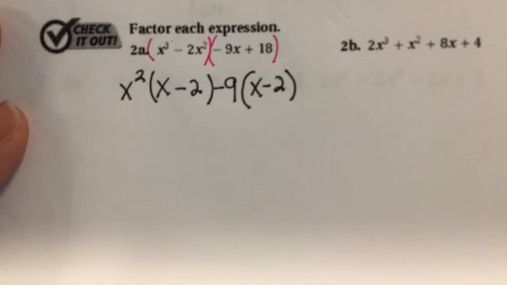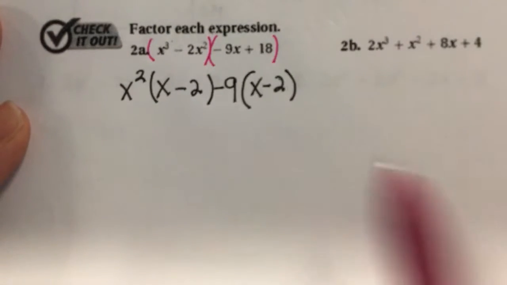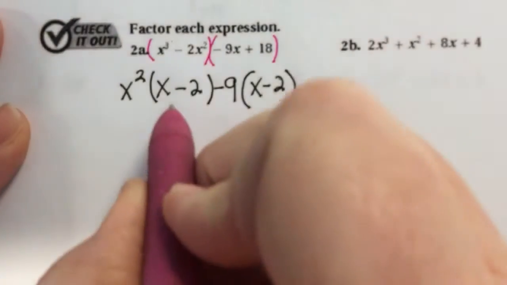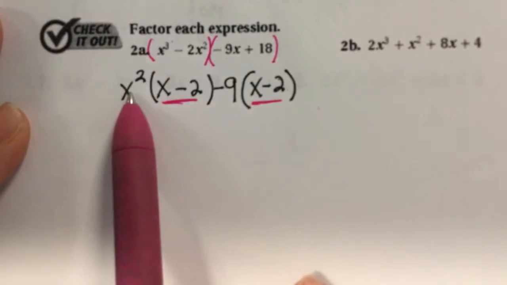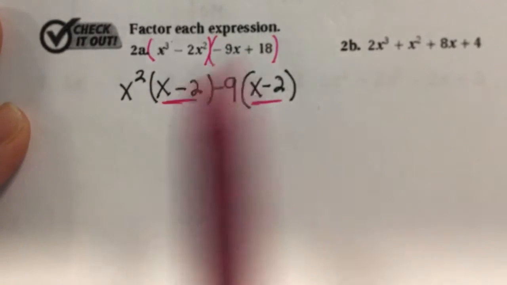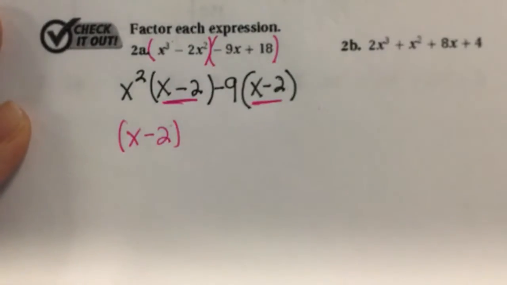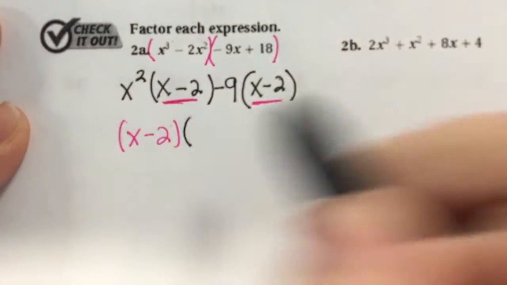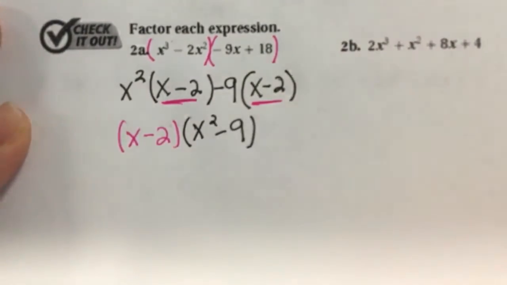Now, when I look at this, I'm looking at these terms, so I have my first term and I have my second term. What's common? X minus 2. So just like here when we pulled out what was common, we're going to do that. We're going to pull out what's common. And where do we put the leftovers? We put the leftovers in the brackets. So x squared minus 9.